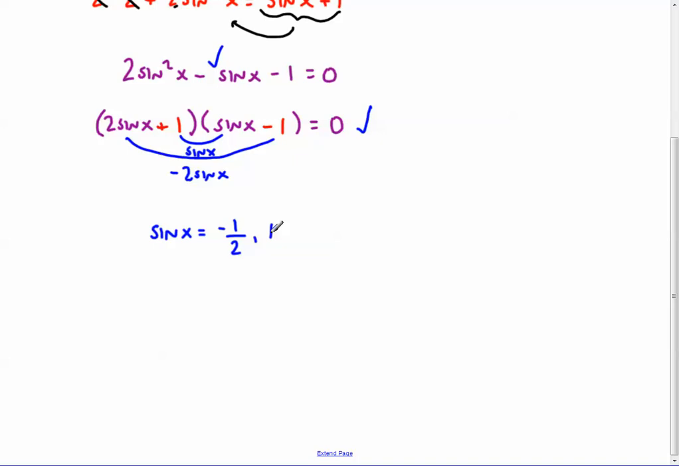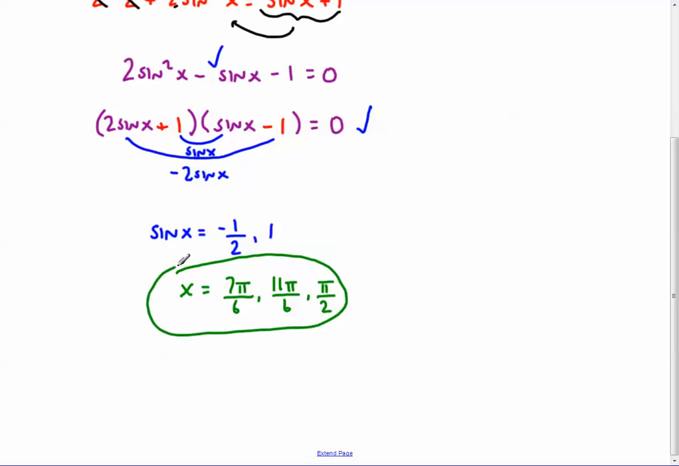So to finish up, just like on the last one, now we go to the unit circle. Where is sine negative 1/2 and where is sine positive 1? I know that sine is negative 1/2 at 7 pi over 6 and 11 pi over 6. And I know that sine is positive 1 at the top of the unit circle, which is pi over 2. So once again, I have 3 answers. We're not always going to have 3. We might have 4. We might only have 2. We might only have 1. There's going to be a variety of different numbers of solutions, so that'll just depend on the problem itself.